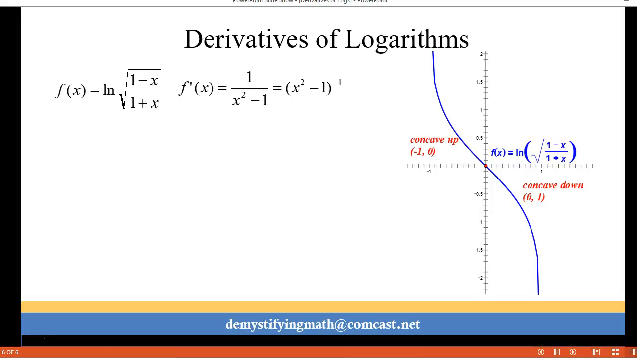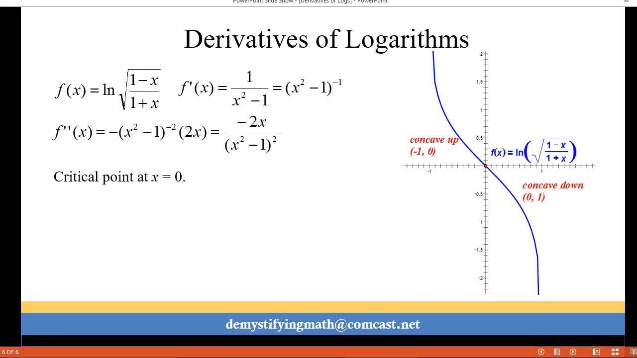And I rewrote the first derivative as (x squared minus 1) to the negative 1. And I'm going to take the second derivative to look at the concavity of the graph. So bringing the negative 1 in front of (x squared minus 1) and reducing my exponent by 1, I got negative (x squared minus 1) to the negative 2. And then we'll multiply by the derivative of the inner function using the chain rule, so the 2x. And then I just rewrote it as negative 2x over (x squared minus 1) squared. So the only critical value on its domain is at 0.